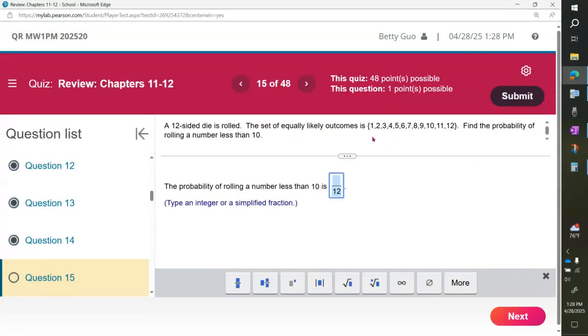How many of them are less than 10? 1 is less than 10, 2 is less than 10, so on and so on. 9 is less than 10, right? So 9 of them are less than 10, so the numerator is 9.